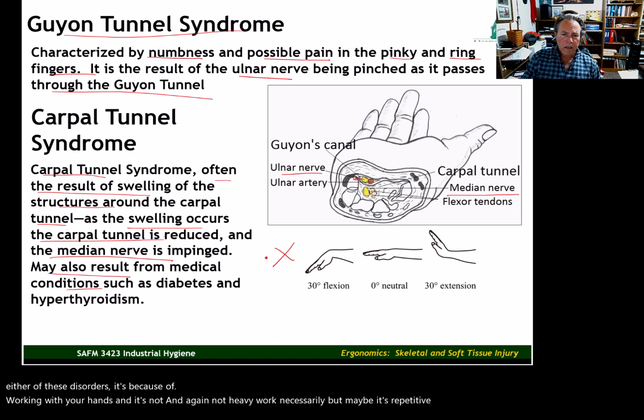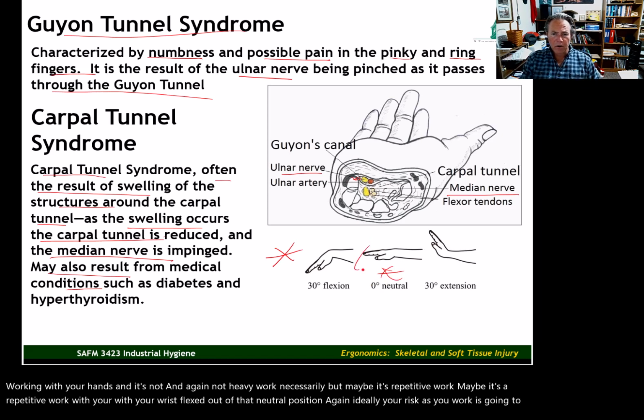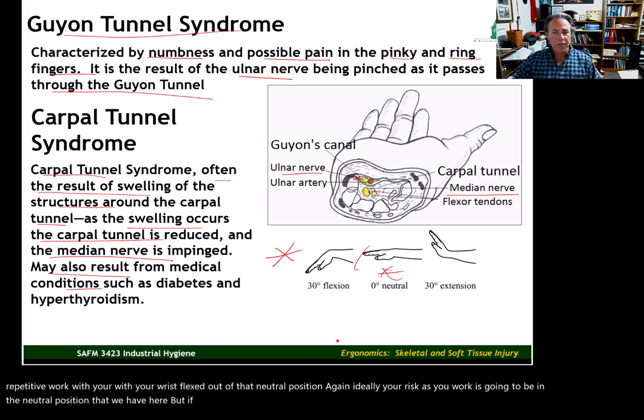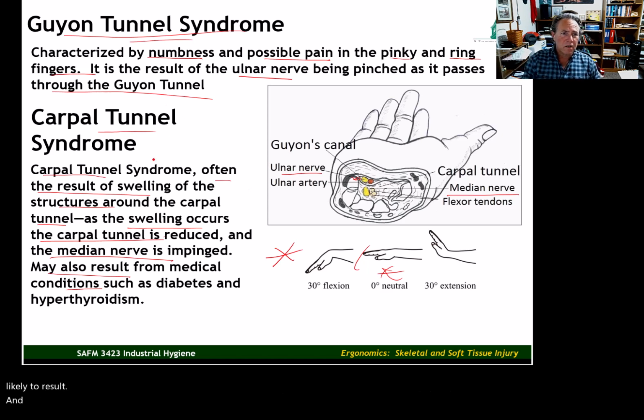Maybe it's repetitive work with your wrist flexed out of that neutral position. Again, ideally, your wrist as you work is going to be in the neutral position that we have here. But if it's flexed down or up as far as 30 degrees during the work task, that's more likely to result in either of these different syndromes.